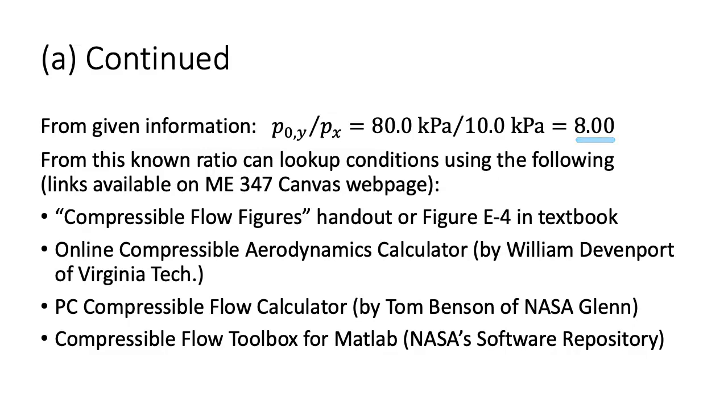Note that the Rayleigh-Pitot tube formula cannot be solved directly to get the Mach number that corresponds to this pressure ratio. Four options for obtaining a solution are available as links on my ME347 Canvas webpage. The first one is to read the values off of the compressible flow figures handout or using the figures in your textbook. The second option is to use an online compressible aerodynamics calculator. Third, you can download the PC compressible flow calculator, or fourth, you can download the compressible flow toolbox for MATLAB from NASA.